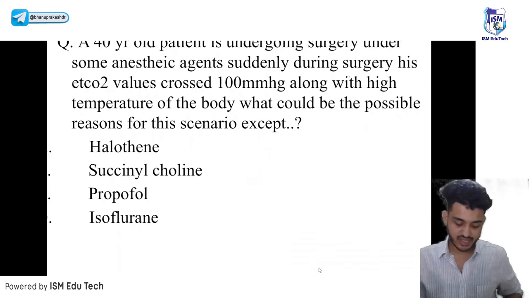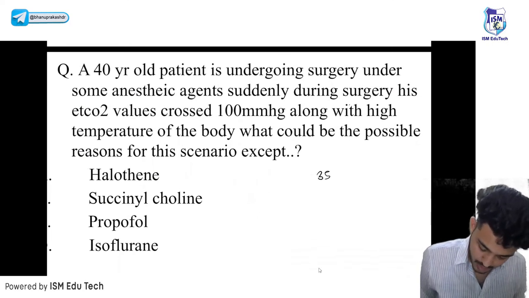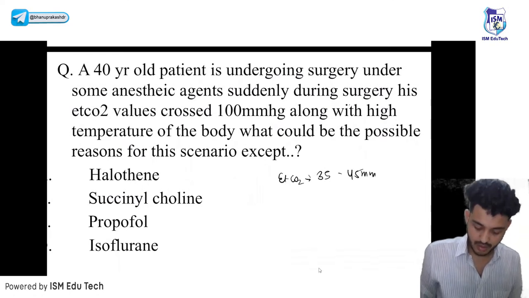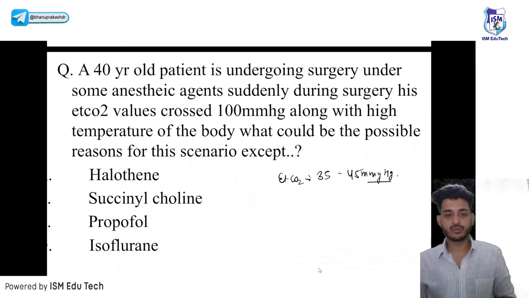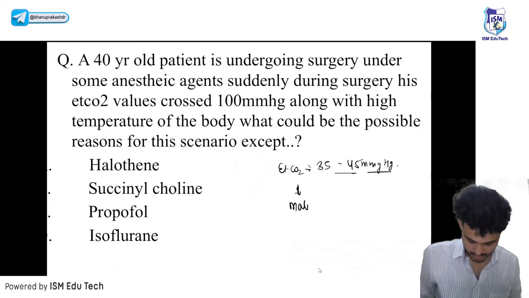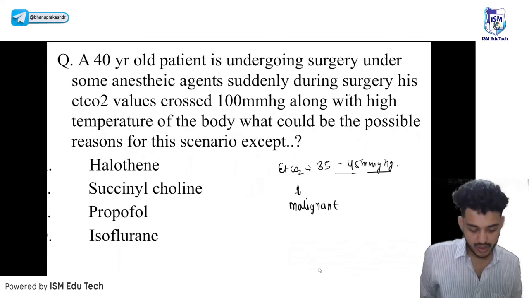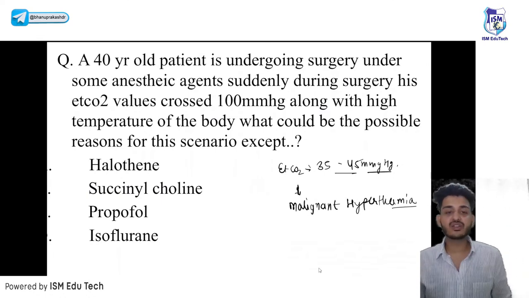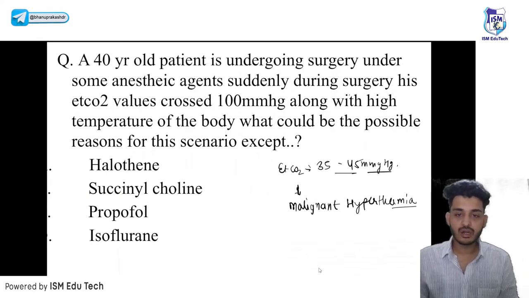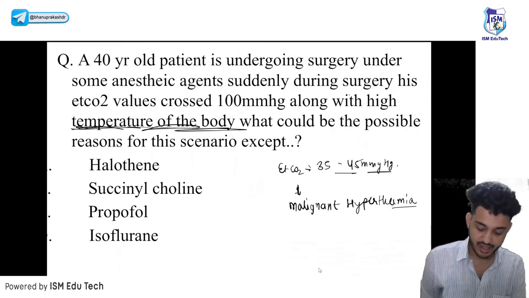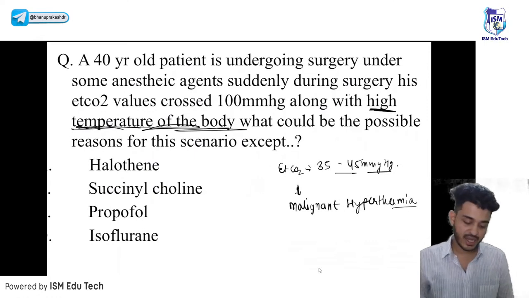Someone is undergoing surgery, the normal value of ETCO2 is 35 to 45, and now it is doubled. It will be doubled in the case of, this is the diagnosis, malignant hyperthermia. Okay, here look, the temperature of the body is also high, right? So the patient is having malignant hyperthermia.